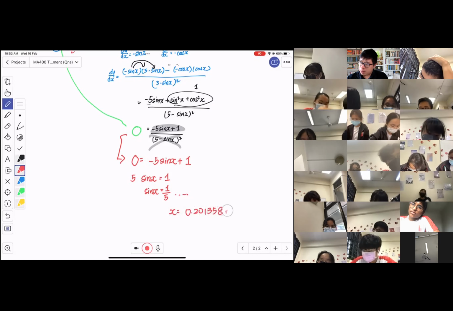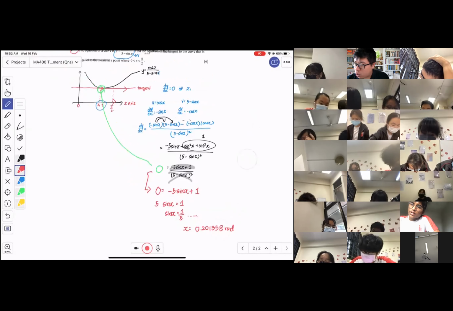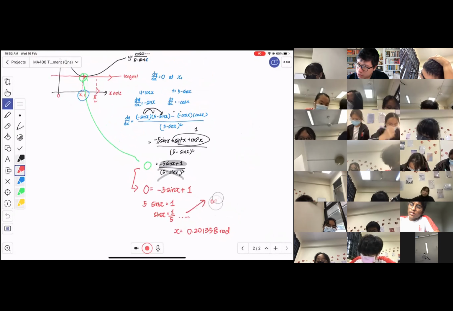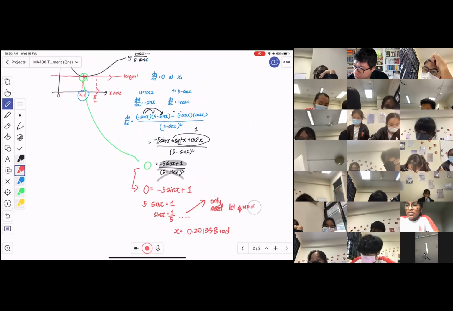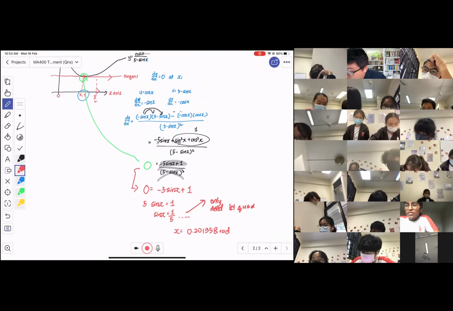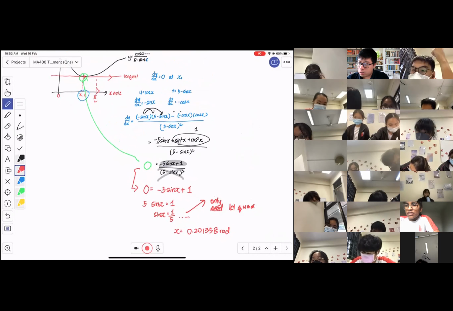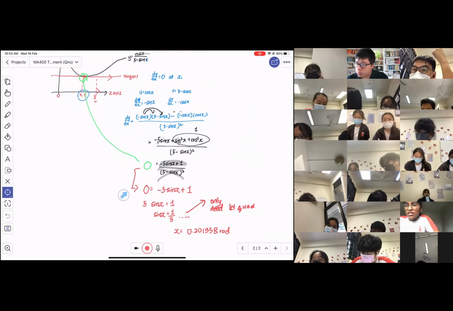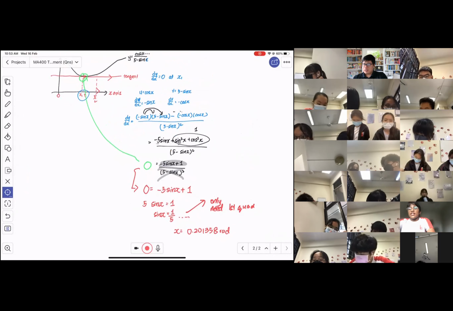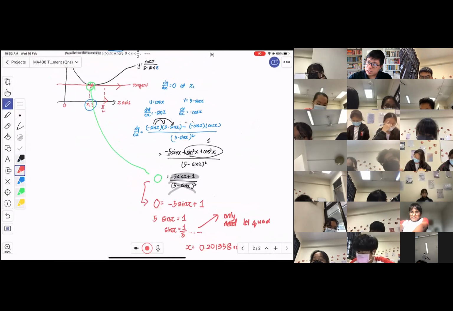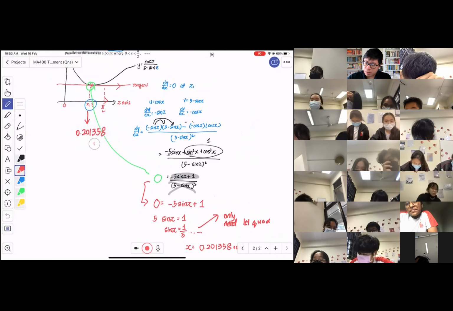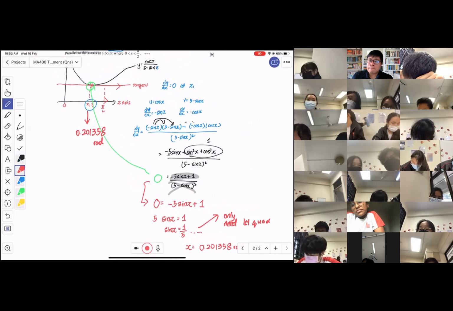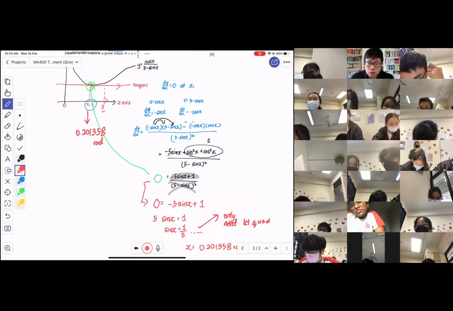And I solve this. The answer I should get is x should be 0.201358. Now, basically, you can just do sine inverse because they are only looking at the first quadrant. Yes? Isn't it minus 1? When you bring it over? Oh, minus 5 sine x, if I bring over, is positive 5 sine x. Oh, okay. So that means this answer here is equal to 0.201358 radian. So far, okay?